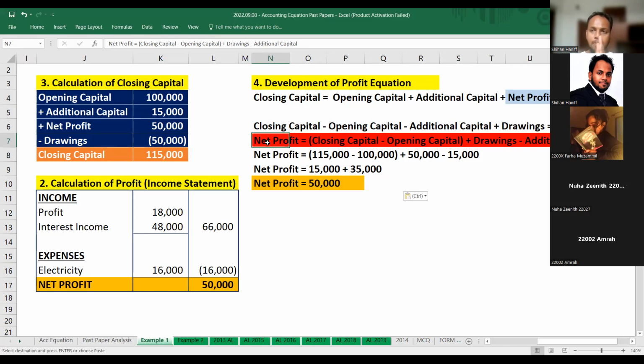When calculating the net profit, in the closing capital, there is additional capital which the owner has invested. So that has to be deducted. So additional capital minus. And drawings means owner has taken from the business. So that has to be added. Very simple equation. So you need to remember this equation. Okay. Next.